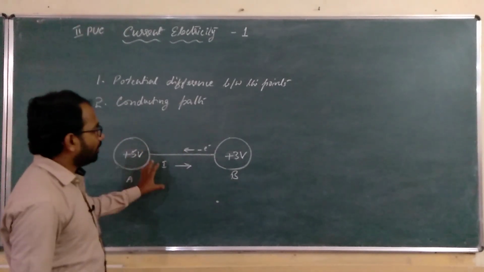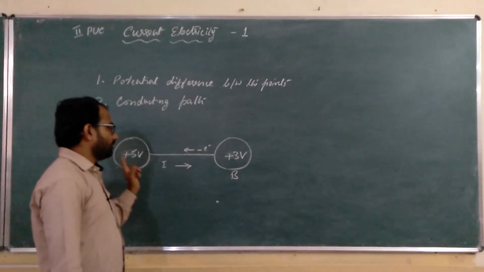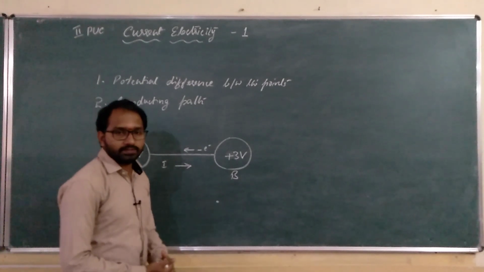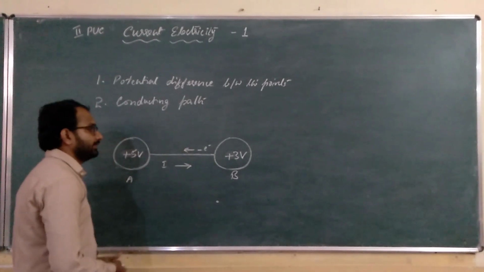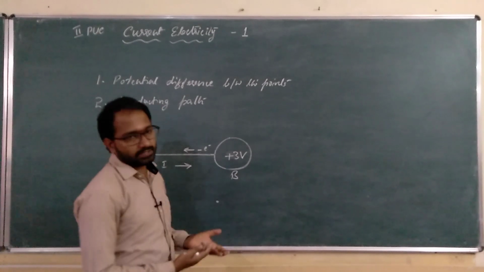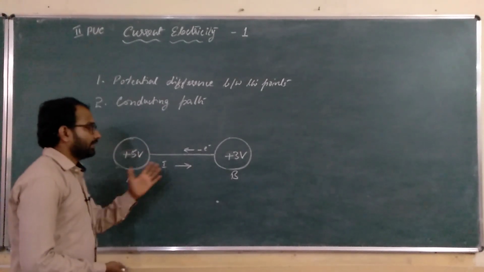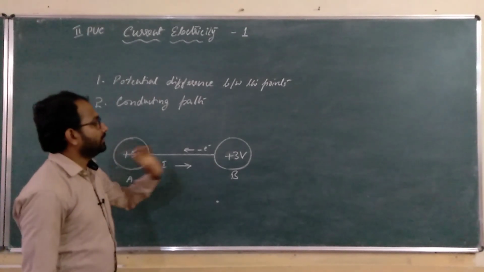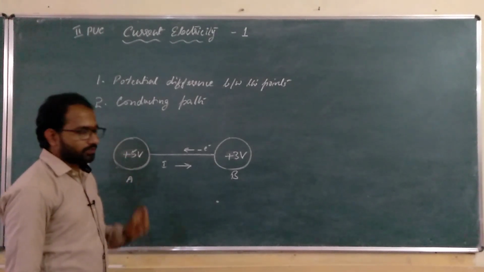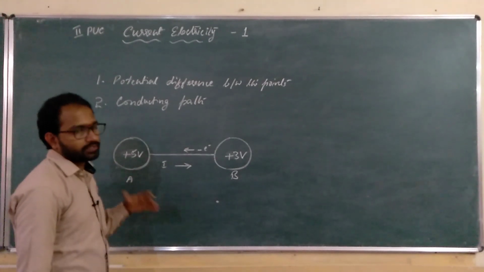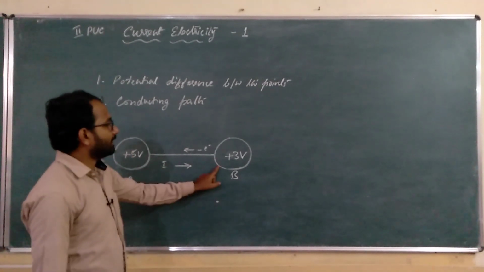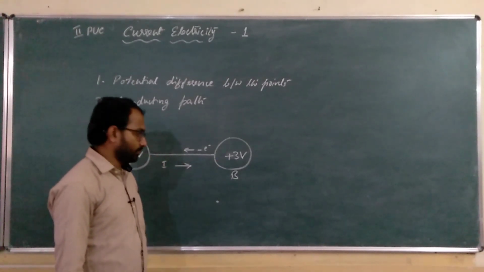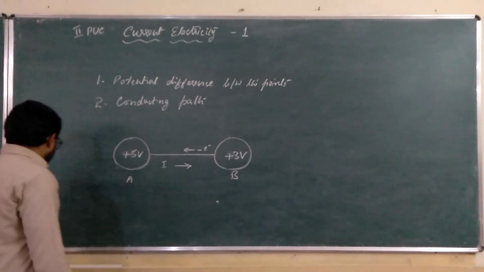This flow of charges continues until the two bodies attain equal potential. When the potentials equalize, the current becomes 0. Therefore, there should be a potential difference between the two points, and there should be a conductor which connects the two objects; only then does current flow.